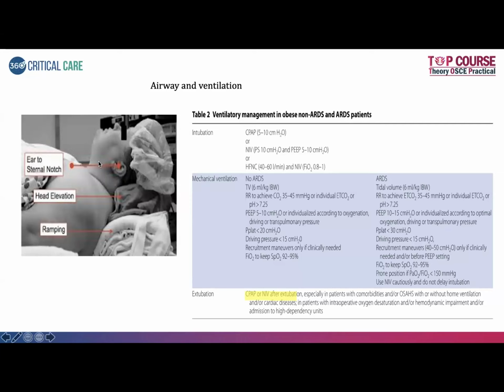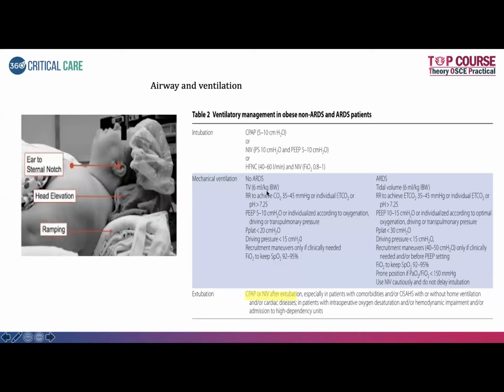So this position is very important when you do the laryngoscopy and intubation. And pre-oxygenation, I already mentioned, you can try with a little higher PEEP with NIV or with HFNC. So, ventilatory strategies in non-ARDS patients and ARDS patients.